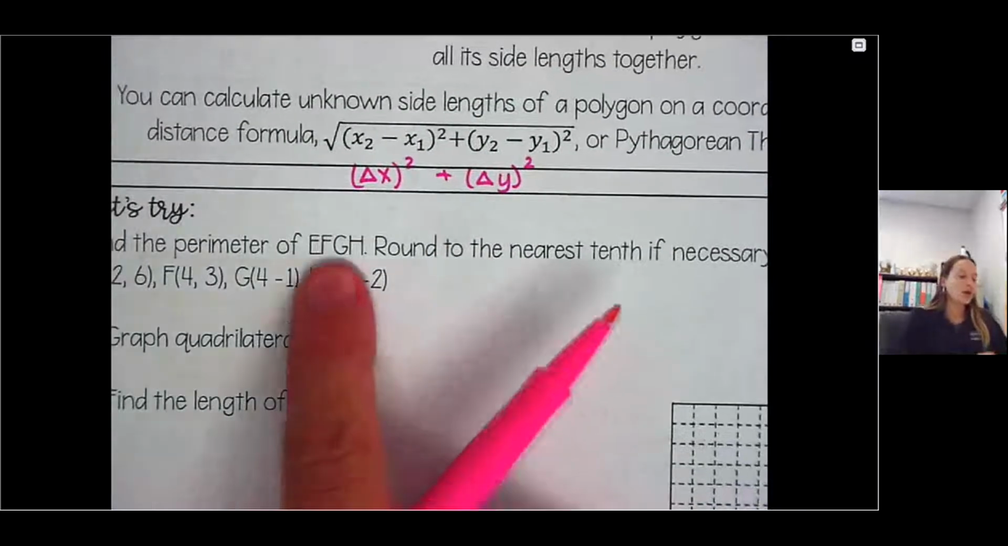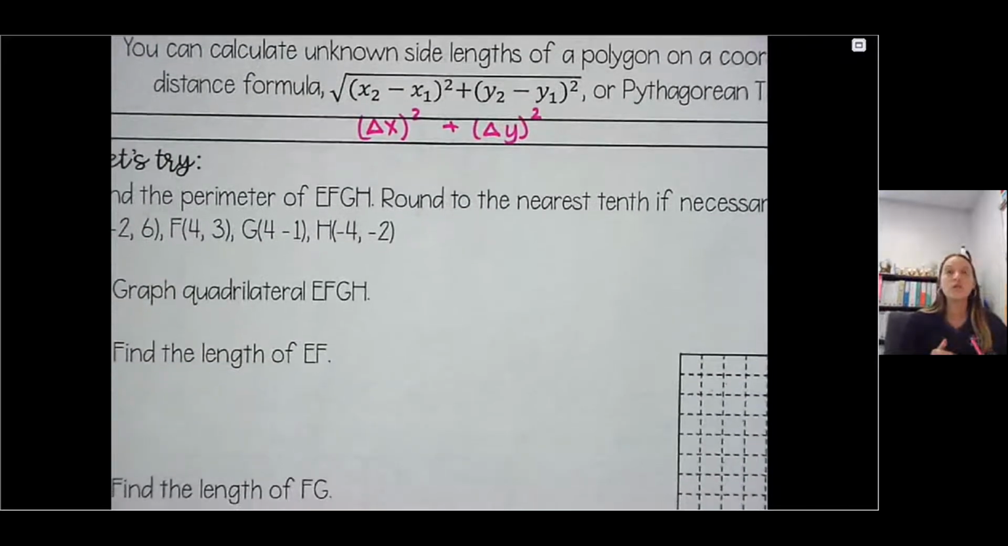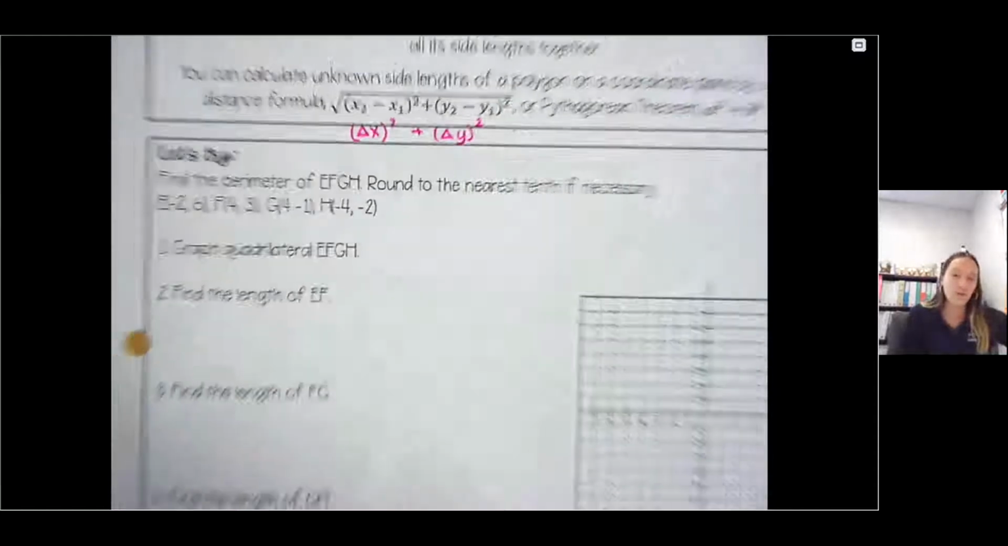Okay, so we're going to start by finding the perimeter of our quadrilateral EFGH. We're going to round to the nearest tenth. I know that we've been practicing reducing our radicals, but for today, because we're talking about a real distance, we're going to actually use the calculator and put it in. We're going to start just by graphing our coordinates here.